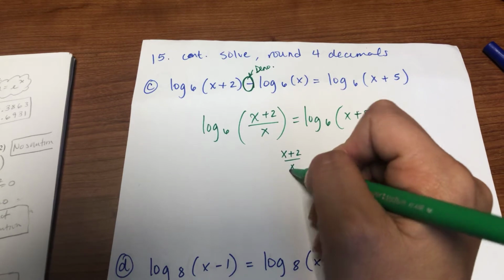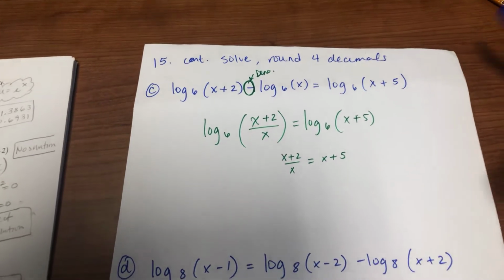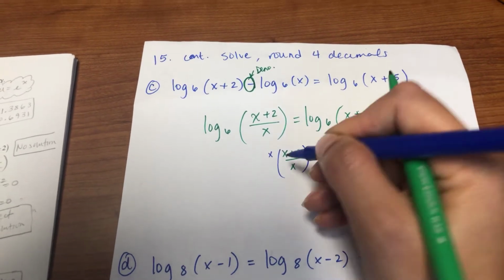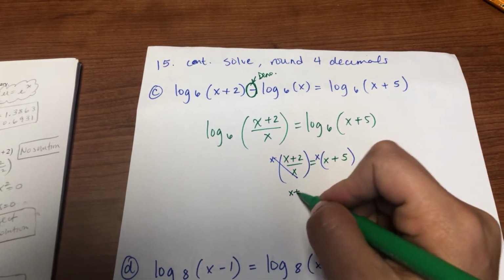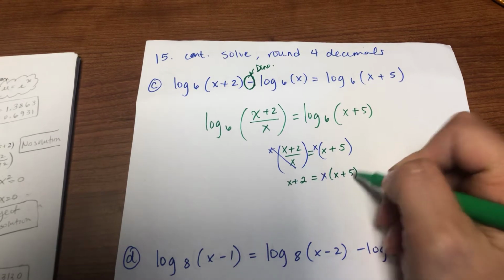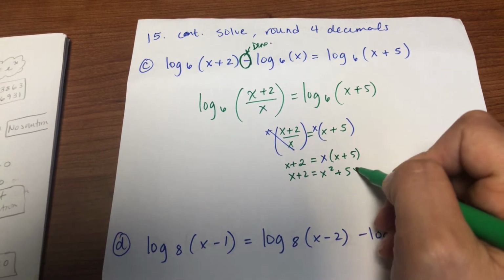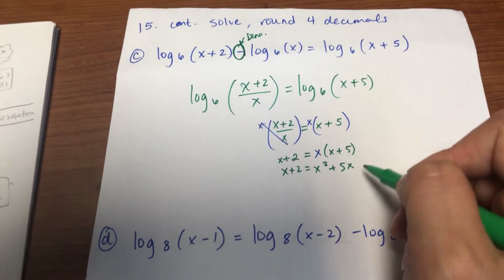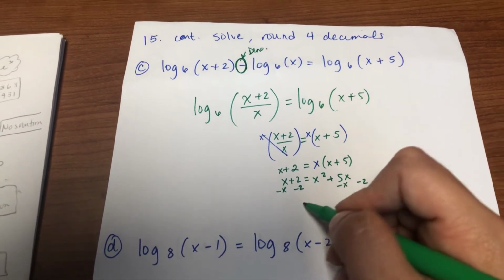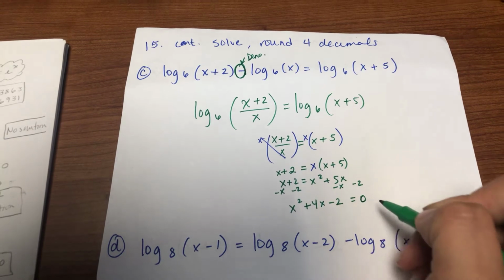So I have (x plus 2) over x equals x plus 5. Now we need to clear this denominator, so I'm going to multiply both sides by x, or you can cross multiply depending again on how you're instructed. So then these cancel out. That leaves me with x plus 2 equals x getting distributed across x plus 5. And so now I distribute: x plus 2 equals x squared plus 5x, and lo and behold, I have a quadratic here. So I'm going to go ahead and work on setting it equal to 0. And so I get x squared plus 4x minus 2 equals 0.